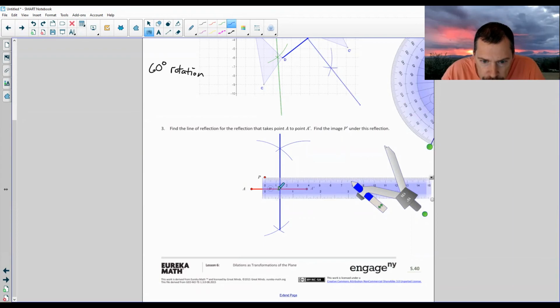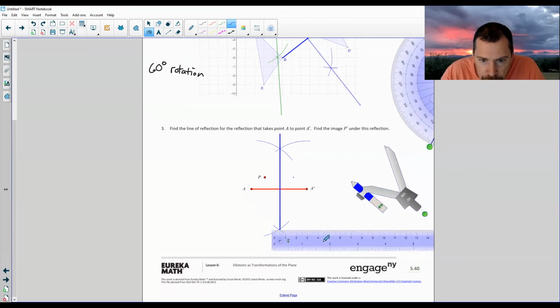Let me switch it to metric. And that is 10, 11, 12, 13 millimeters. So 13 millimeters plus 13 millimeters is 26 millimeters, and that is right here. So there is my P prime. So let me make it red like the P is. There's P prime. And we are done.